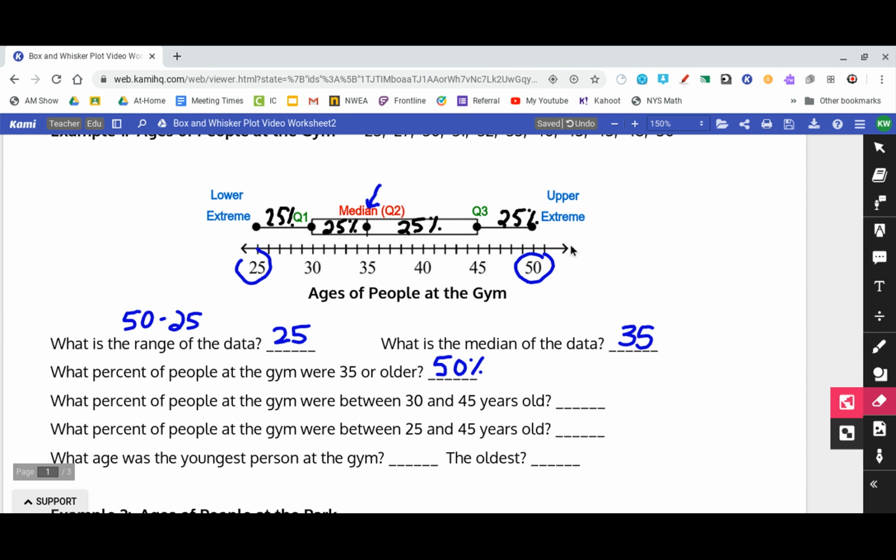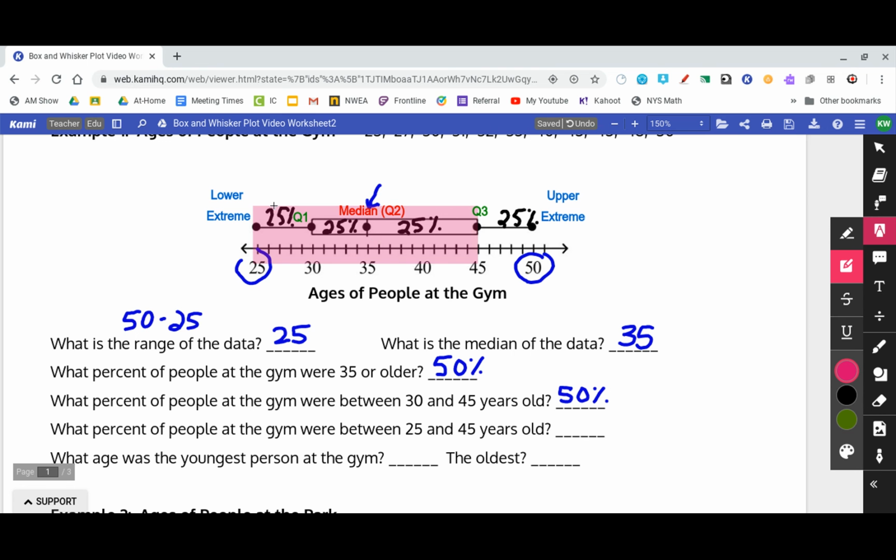What percent of the people at the gym were between 30 and 45 years old? I'm still going to use this. So I have 30 and 45 years old. Now, if you look, this is 25% plus 25%. That is 50%. What percent of people at the gym were between 25 and 45 years old? So between 25 and 45 years old, 25%, 25%, 25%, that would be 75% of the data.